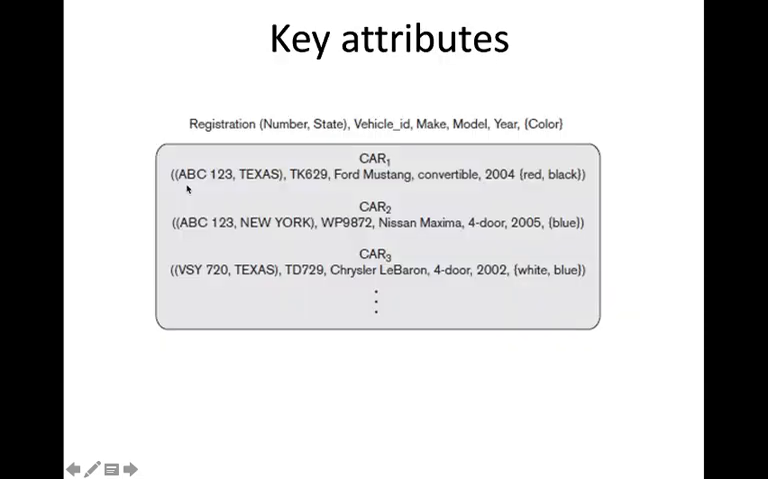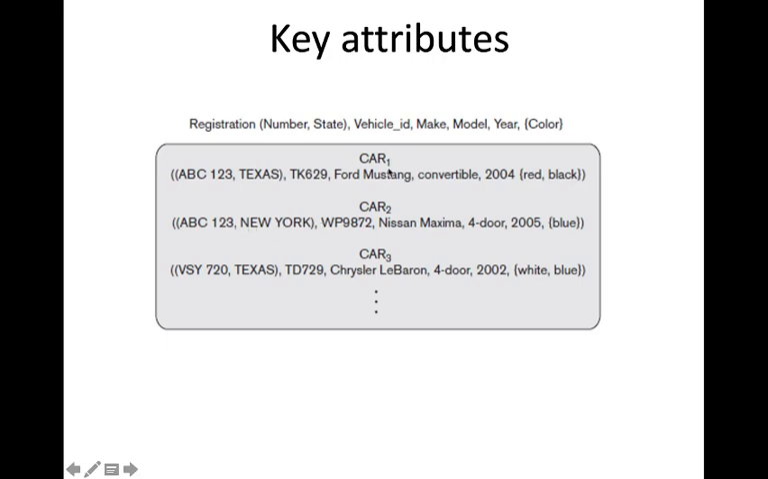Okay. So this is an example of key attributes for the car. For the car we have the registration number and also the vehicle ID. So Texas is the state and this is a number. So this combination is a key attribute. Then there is a vehicle ID also, TK629. So this is an engine serial number or vehicle identification number, we can say. This is also a key attribute.